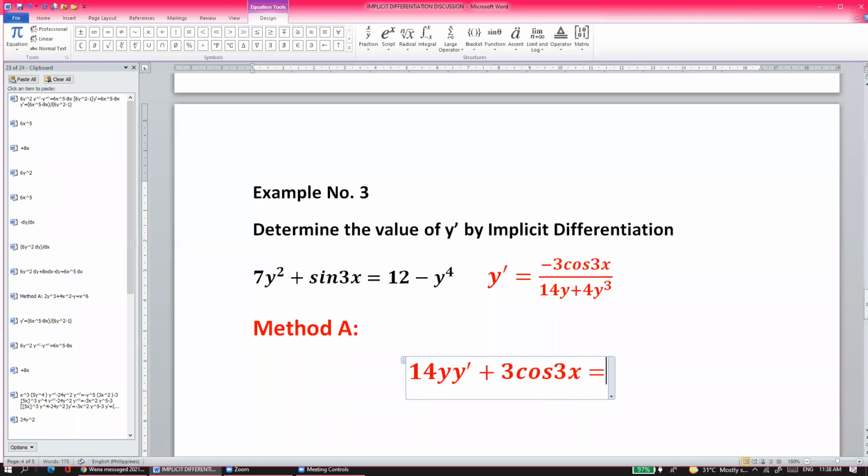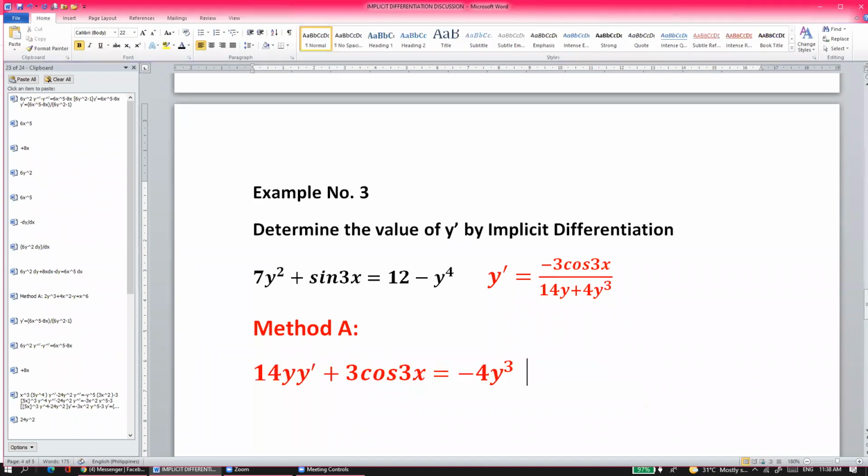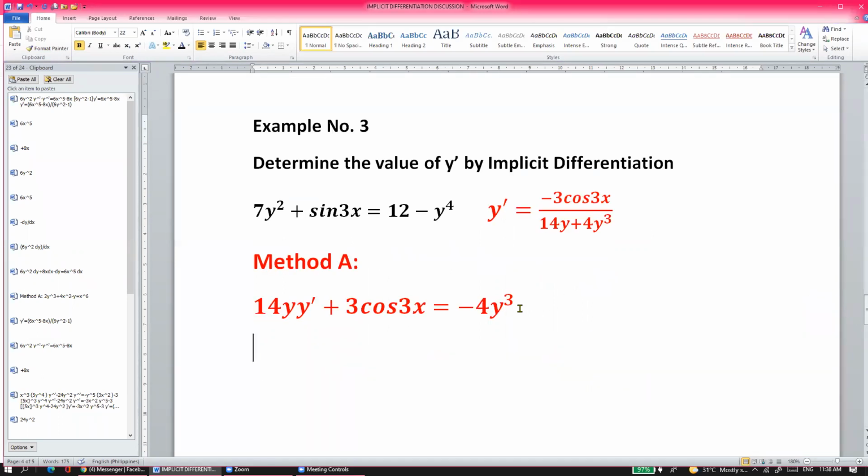Okay, equal. Anong derivative ng 12? 0. Okay, anong derivative ng y to the 4? 4y cubed. Okay, so 4, then y cubed. See, it's very easy. Walang mahirap, di ba, no? Yan. Now, lahat, may nakalimutan yata tayo dito. Ano yung nakalimutan? Y prime, direct.